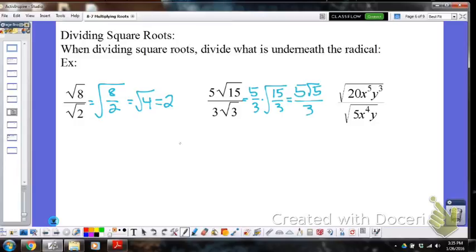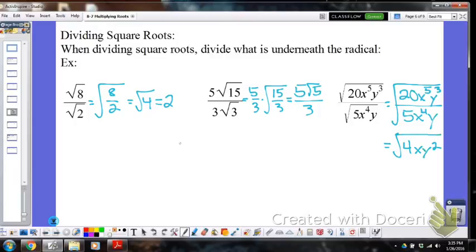The last one, it's a little different. We have some variables included here. Still, just take the square root of the whole thing divided, so 20 x to the 5th y to the 3rd over 5x to the 4th y. Go ahead, divide 20 over 5, which is 4. x to the power of 5 divided by x to the power of 4. We know we're supposed to subtract our exponents. 5 minus 4 is 1, so we'll just have x. And then we have y to the power of 3 over y, which will be y squared.